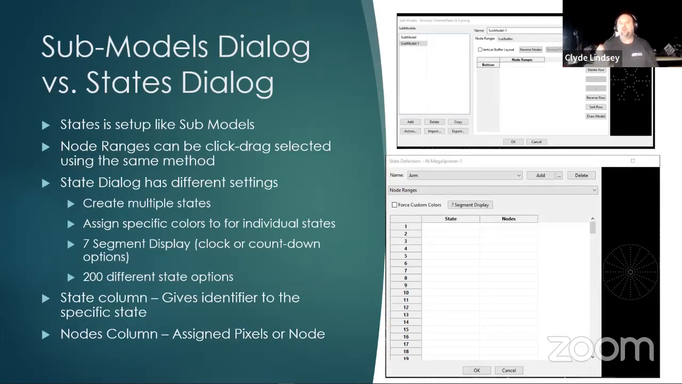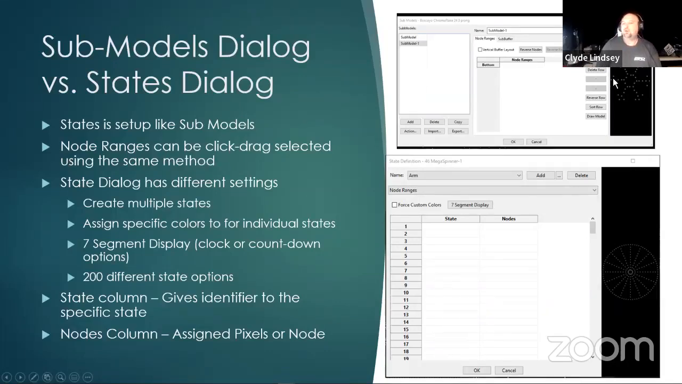One is simple. It's easier to sequence on a submodel whenever you're trying to put a basic graphical effect. But whenever you're just turning lights on for a certain state for a certain period of time, it's easier just to grab the state effect, define the state, and then once you've defined the state, you can go ahead and select it and enter it into those node ranges. So the states is set up like the submodels.